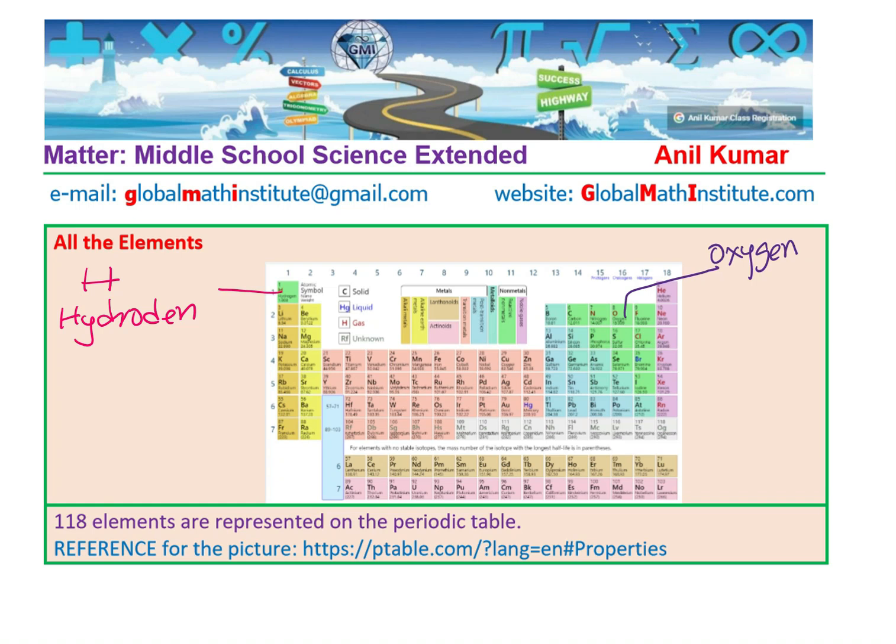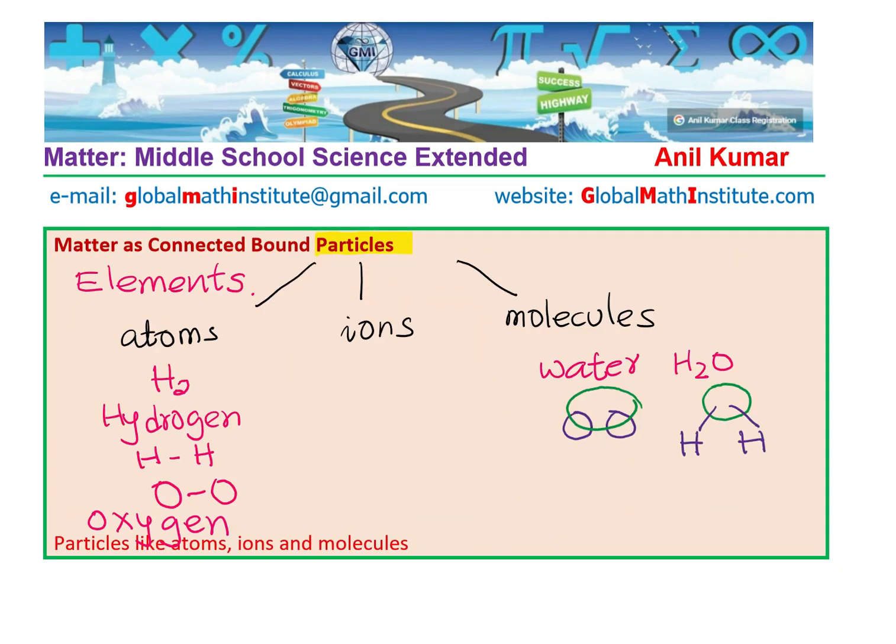So, we have copper, gold, silver in this group. And we have some gases here. The gas here is helium. So, likewise, there are many elements in this periodic table. When atoms of one kind join together, they form an element. That's the whole idea. So, getting back to our elements, elements have one kind of atom.